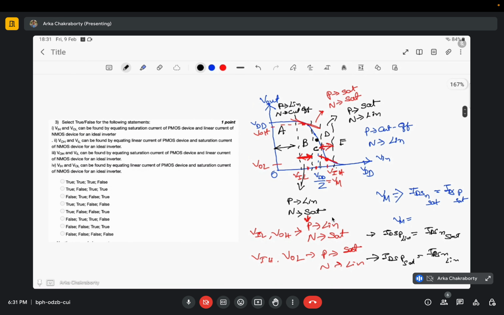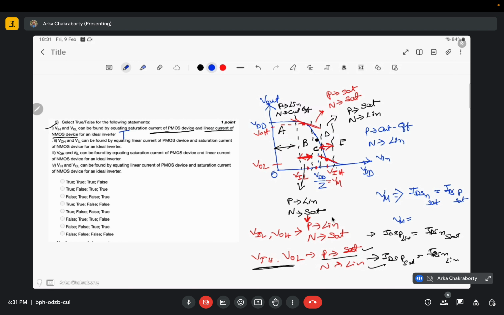So let us look into the statements. Statement number 1: V input high and V output low can be found by equating saturation current of PMOS device and linear current of NMOS device. So the first one is true.